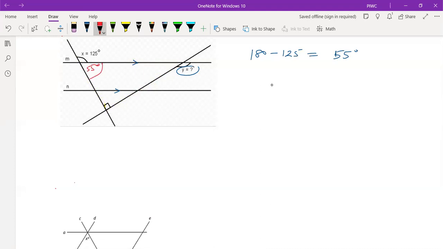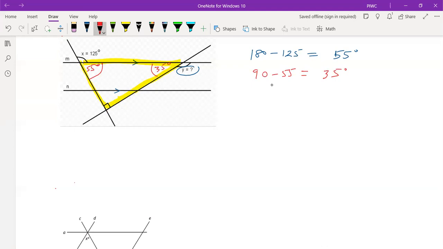Okay. So if this is 55 degrees, we are dealing with a right triangle. It means that the angle here will be 90 minus 55. So these two angles add up to 90. They are complementary angles, right? So 90 minus 55 will be equal to 35. So it means this angle here is 35 degrees.